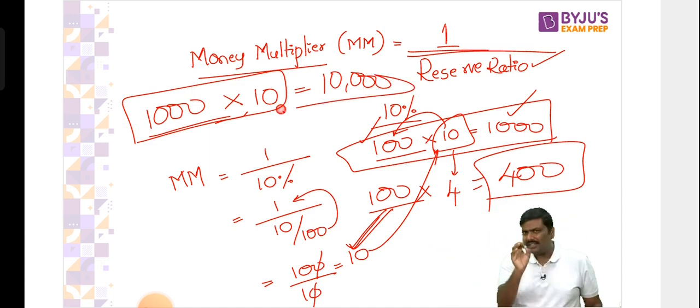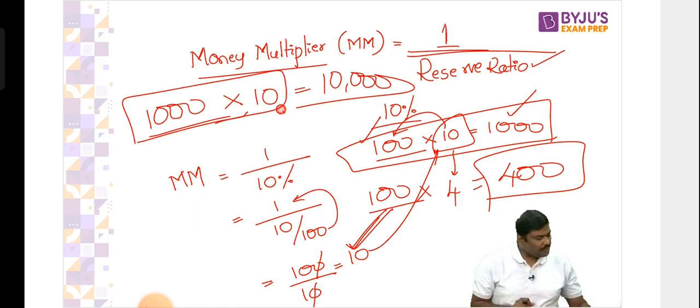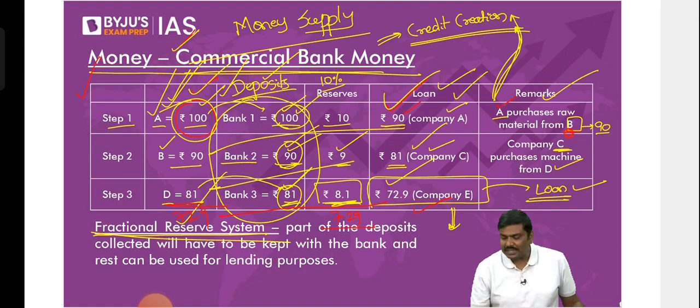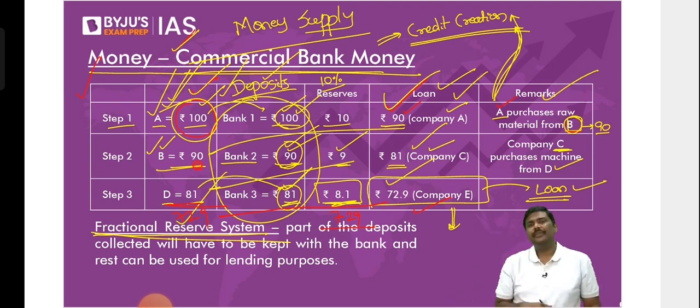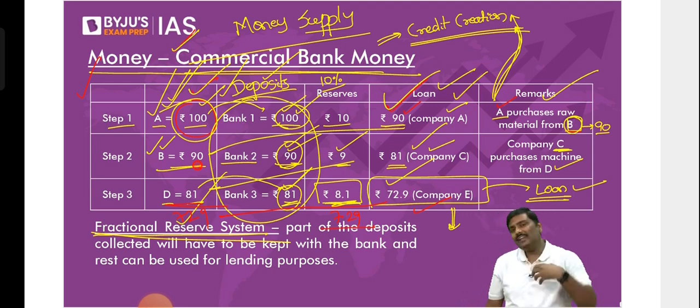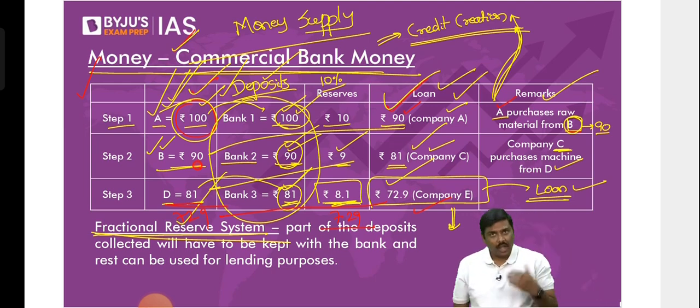Because understand the logic here. What we have discussed in the table is, if A gets 90 rupees, A will purchase raw material from B for 90 rupees. And we assume that B will take all the 90 rupees and put it in the bank. But rather than that, can B keep 10 rupees in the form of cash only? Can B keep 10 rupees in cash and deposit 80 rupees into the bank? Of course, yes. That can also happen.